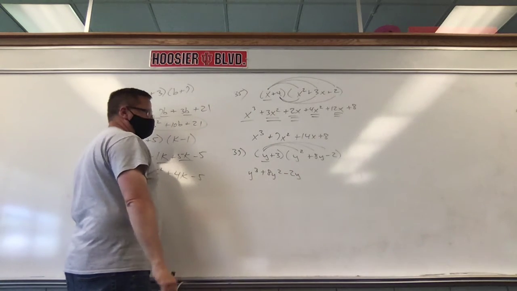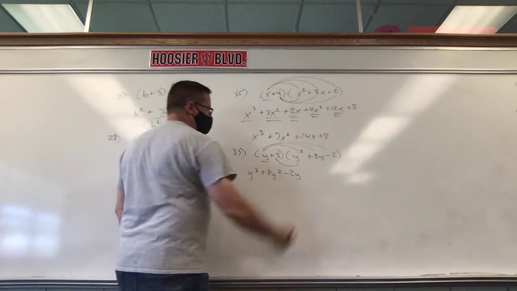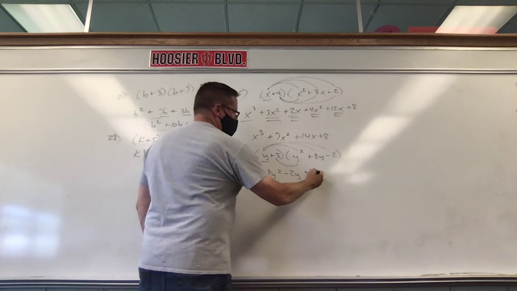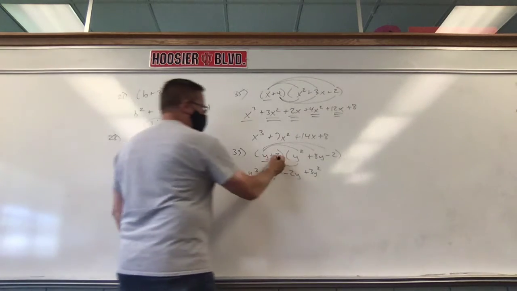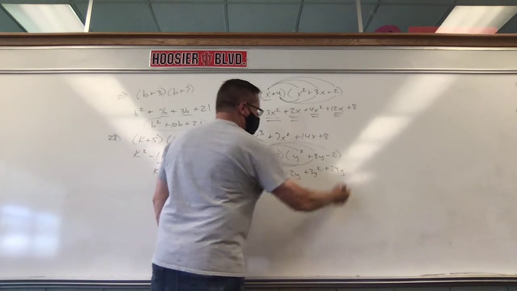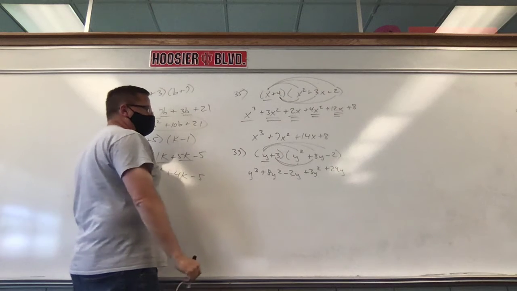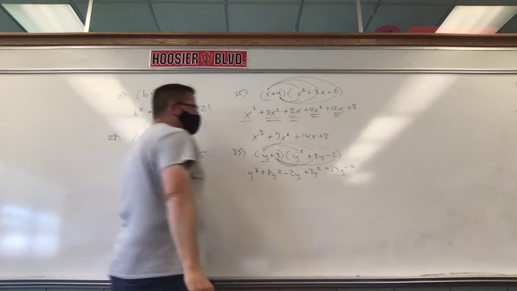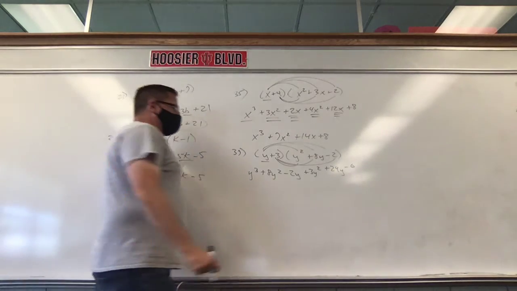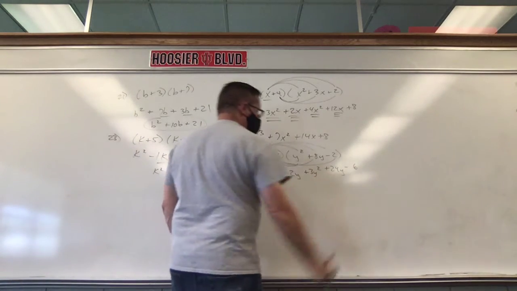Now we're going to times by what? 3. 3 times y squared is 3y squared. Then what? 3 times 8y is 24y. Finally, 3 times what? Negative 2. Negative 2 is? Again, have we times everything by everything? Yep. We all done? Nope.